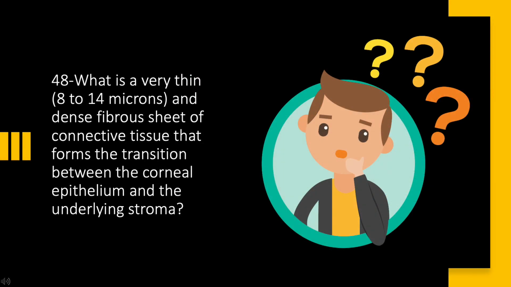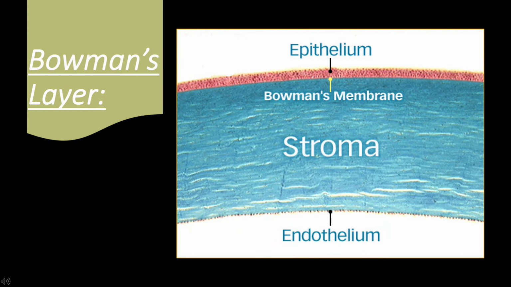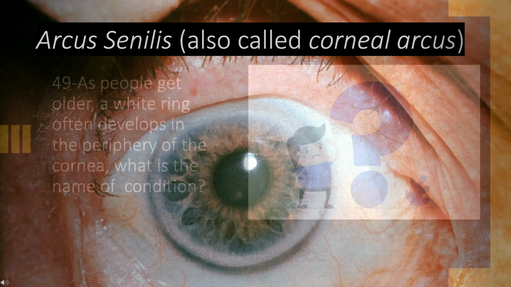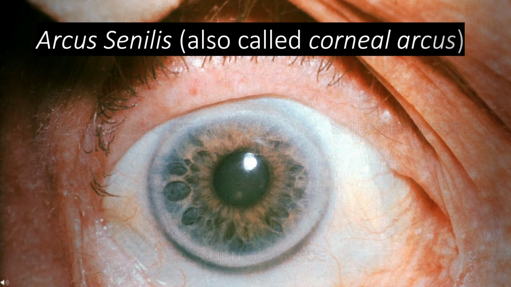48. What is a very thin, 8 to 14 microns, and dense fibrous sheet of connective tissue that forms the transition between the corneal epithelium and the underlying stroma? Bowman's layer. 49. As people get older, a white ring often develops in the periphery of the cornea. What is the name of the condition? Arcus senilis, also called corneal arcus.